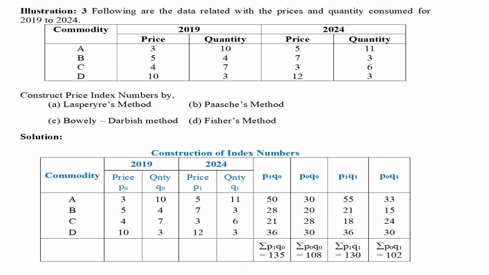In illustration 3, the data related to the prices and quantity consumed for 2019 to 2024 are given. For constructing price index numbers by A. Laspeyres' method, B. Paasche's method, C. Bowley-Dorbish method, D. Fisher's method, a 9 columns table should be prepared. In the first 5 columns, data as given in the illustration should be recorded. In the 6th column p1 q0, in the 7th column p0 q0, in the 8th column p1 q1 and in the 9th column p0 q1 should be calculated.